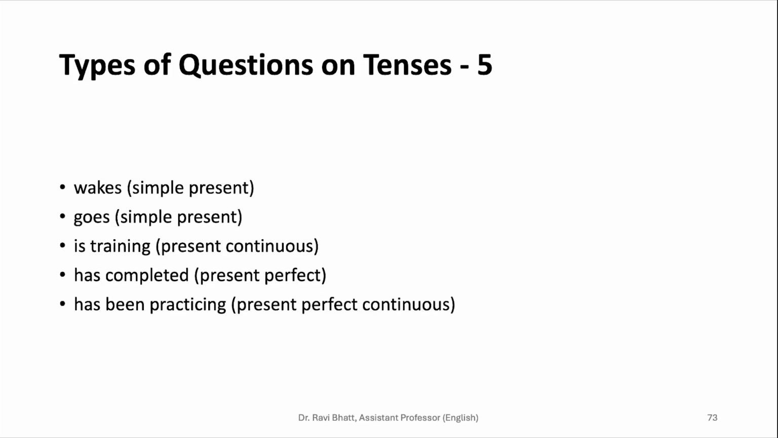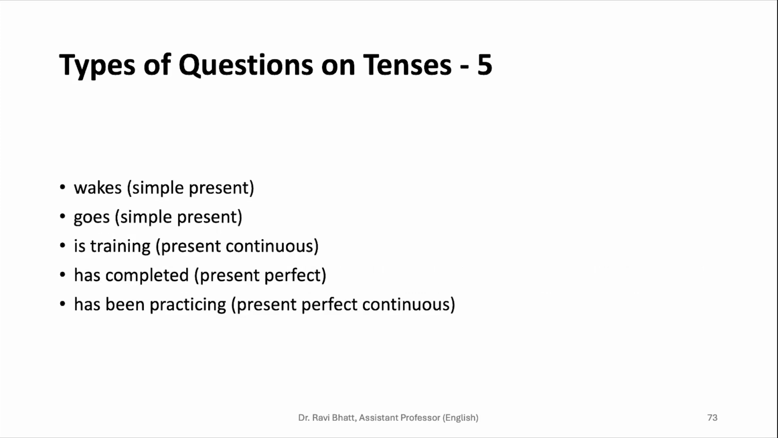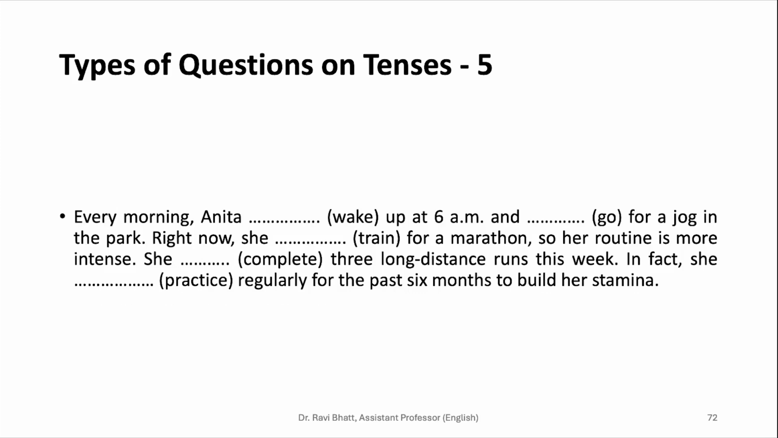All right, and then we have present perfect. Present perfect means that this week only, with reference to the present, she has completed 3 long distance runs. Like we know that Anita is preparing for a marathon, so she has completed 3 long distance runs this week. In fact, the last one, she has been practicing regularly for the past 6 months to build her stamina.